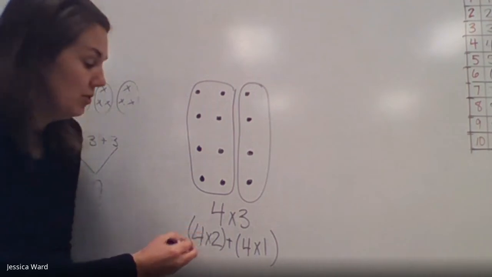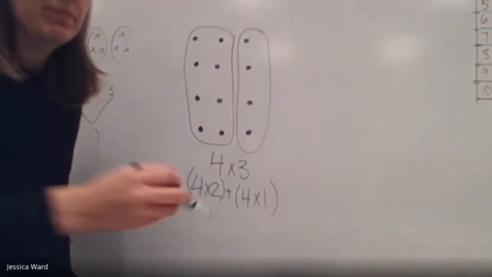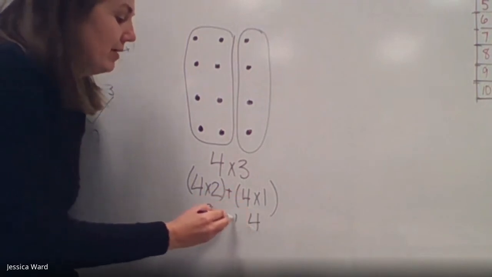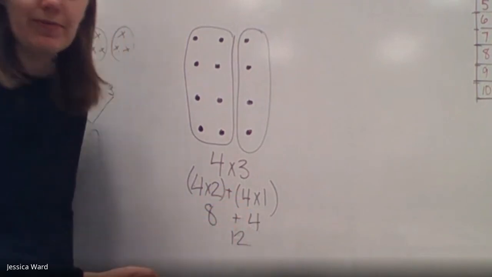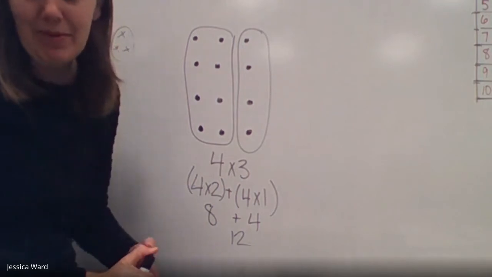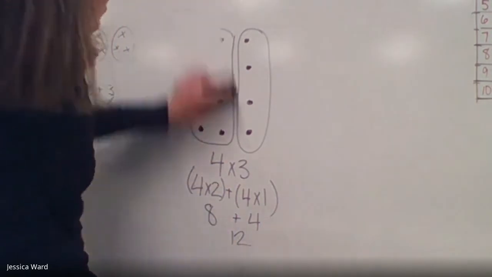So 4 times 2 would be 8. 4 times 1 would be 4, and when I add them together, I get 12. Same answer, so I still got it the same way both times. All right, now for number 8.